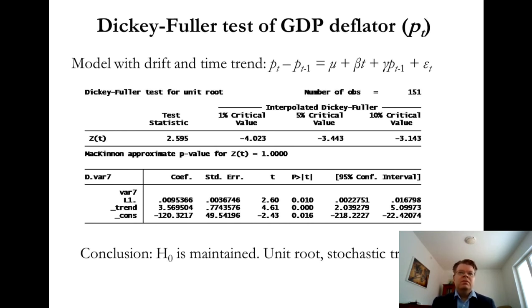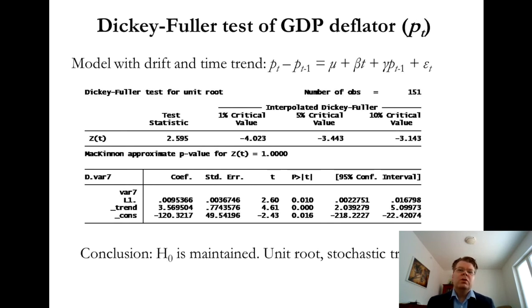So I have done this for the GDP deflator. So that's the price level. Remember this price index, which has this very large, 30,000 times growth from 1861 in the previous figures. So I have applied the Dickey-Fuller test first to this GDP deflator. And this is the augmented Dickey-Fuller test. So we have this constant term, which is the estimated drift parameter. I have a linear time trend. But what is interesting for us now is this estimate of the gamma parameter.